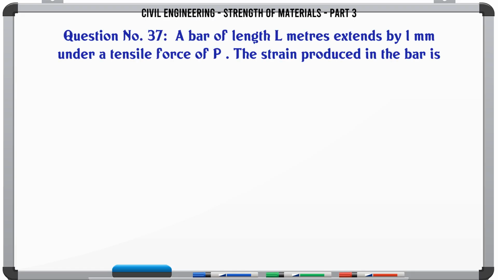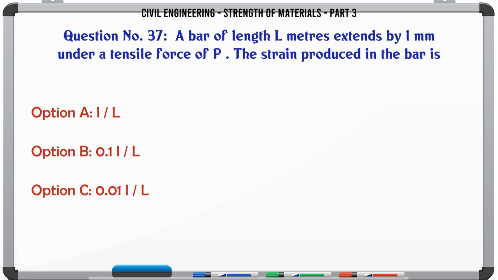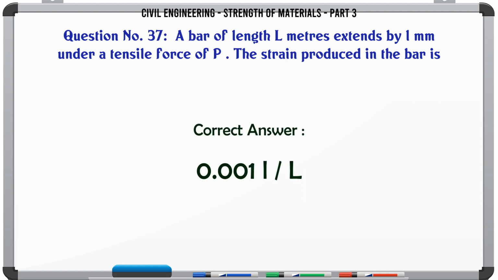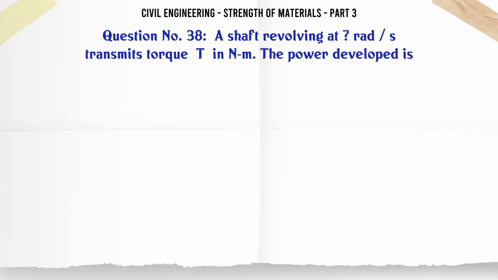A bar of length L meters extends by L mm under a tensile force of P. The strain produced in the bar is: A. L, B. 0.1 L, C. 0.01 L, D. 0.001 L. The correct answer is 0.001 L.